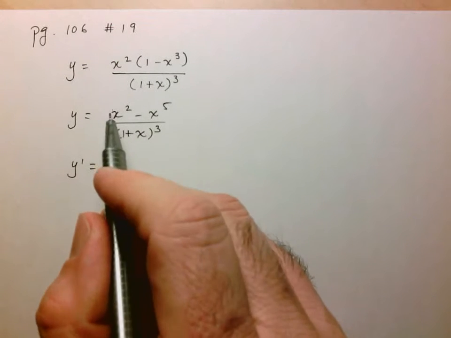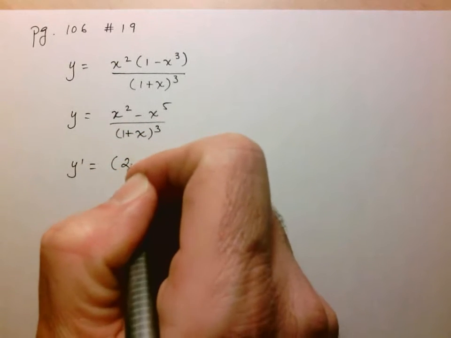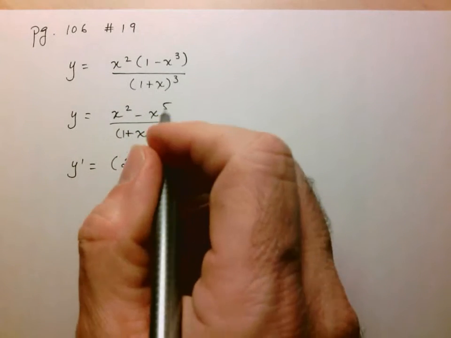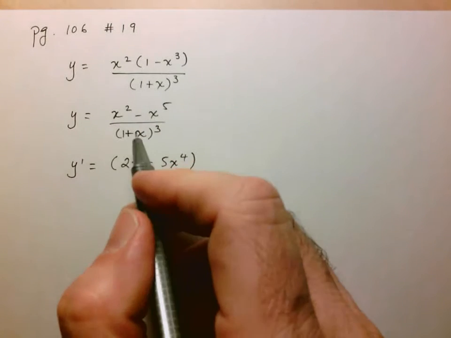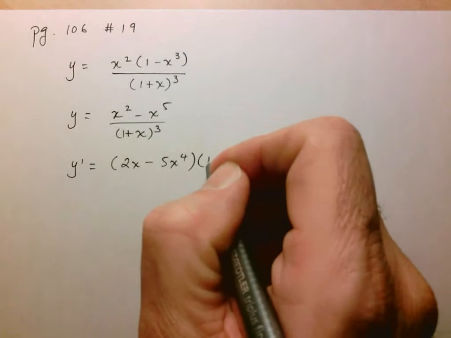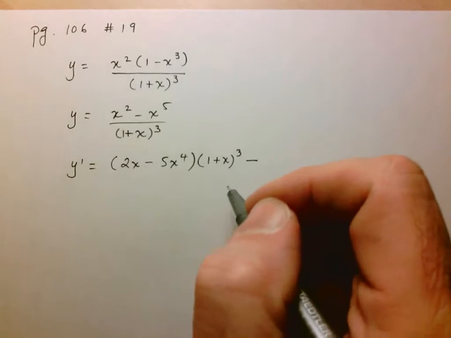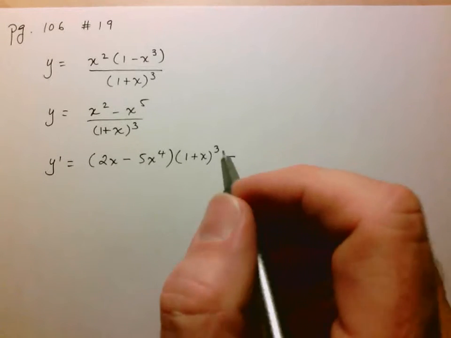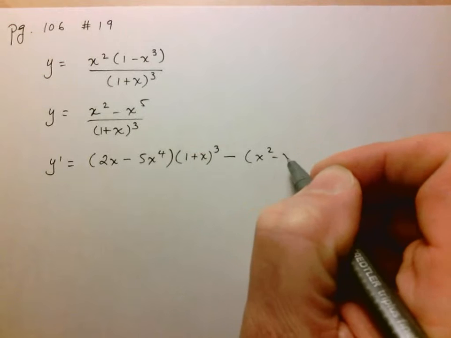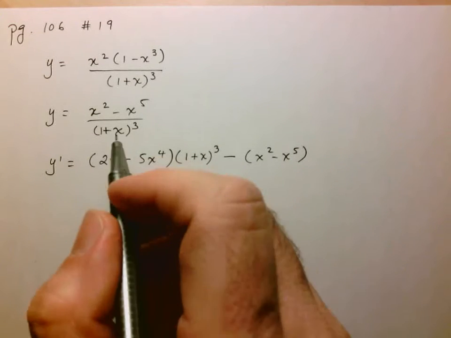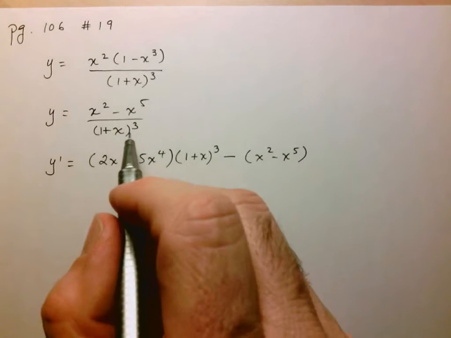So first I take the derivative of the numerator, and that's a pretty easy derivative. So it's just 2x, which is the derivative of x squared, minus the derivative of x to the fifth, which is 5x to the fourth. And then I multiply that by the denominator function, 1 plus x cubed. Then I subtract, and now I do the opposite. I take my function, the numerator, don't change it, x squared minus x to the fifth, times the derivative of the denominator. So now here we need to use the chain rule.